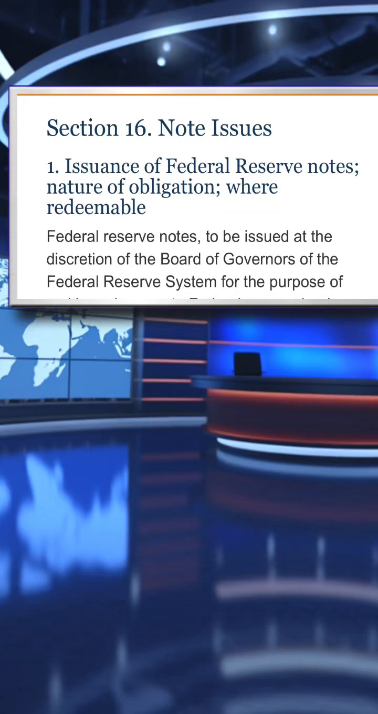Anyway, let's start. This is Federal Reserve Act, Section 16, Note Issues. Number 1, issuance of Federal Reserve notes, nature of obligation, where redeemable. Federal Reserve notes to be issued at the discretion of the Board of Governors of the Federal Reserve System for the purpose of making advances to Federal Reserve banks through the Federal Reserve agents as hereafter set forth, and for no other purpose, are hereby authorized.